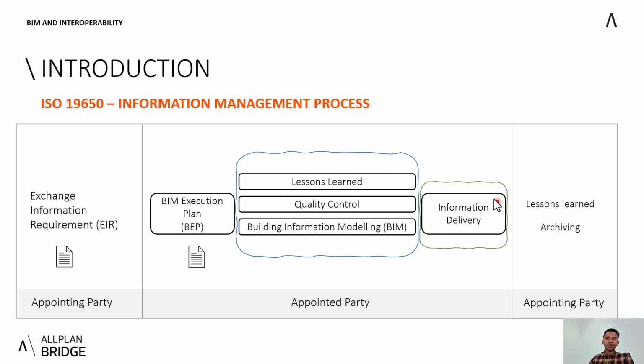Then you jump into the second milestone. Basically this is the information delivery. It is defined in the BIM execution plan, and here the appointed party starts to work on delivering the information. So if IFC was wished or required, they start producing IFC. If, for example, drawings or layouts are required, they start working on that. They start working on the information delivery, which was already specified in the BIM execution plan, which was also defined prior in the exchange information requirement by the appointing party.